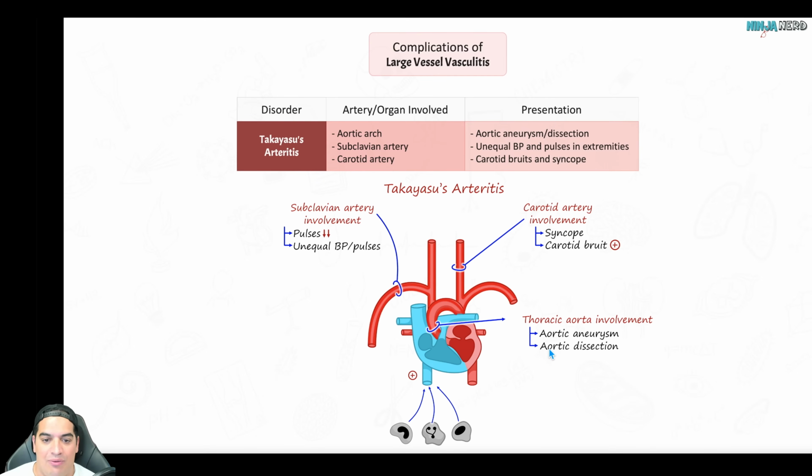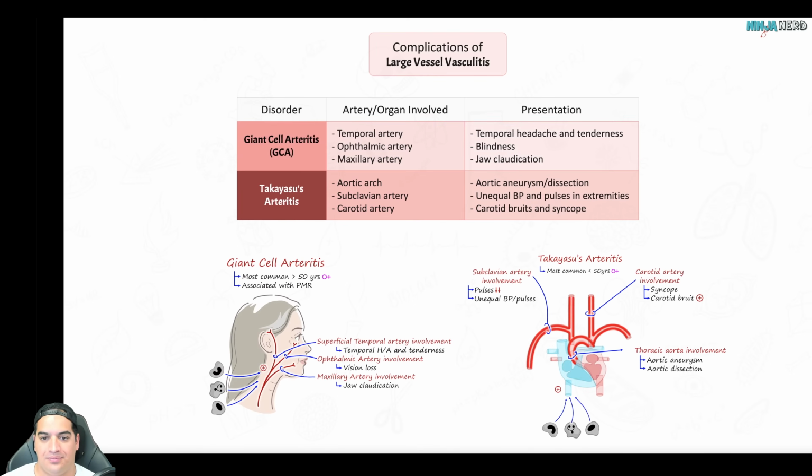Here's a really high yield fact, though, to differentiate Takayasu's from giant cell. Because Takayasu's can potentially extend out to the carotid, they may get some similar presentation as giant cell, but you will never see Takayasu's in a patient greater than 50. They're almost always less than 50 years of age, female, usually of Asian descent. All right. So that's a good comparison between these two.